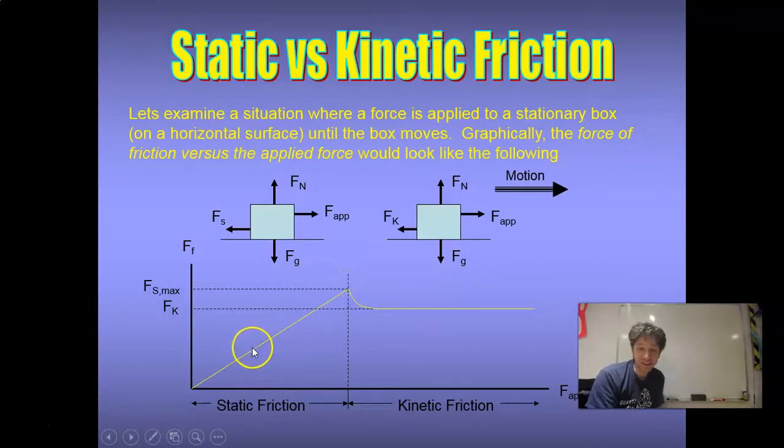Because if we look down here, at these points on the graph, those are all still static friction, and they're not greater than what kinetic friction would be. It's only that value just before the object starts to move.